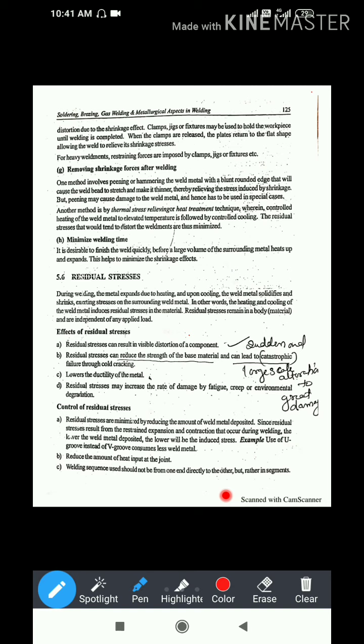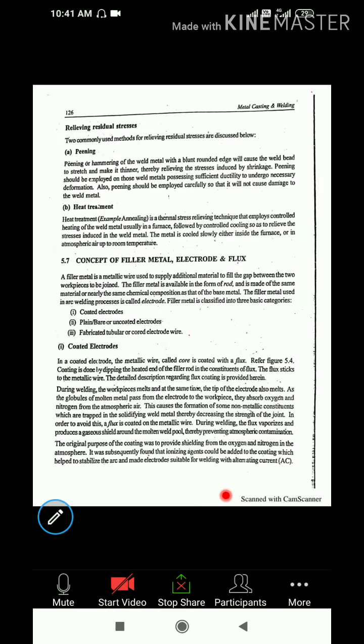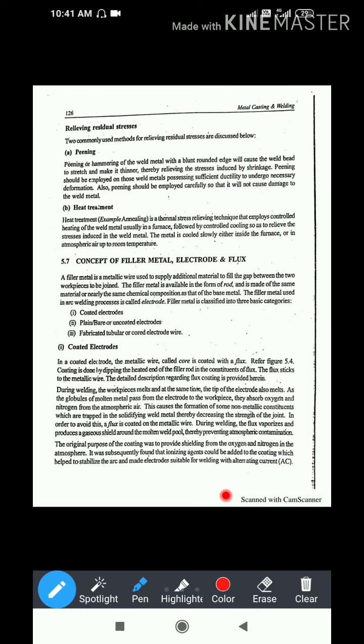So by this you can control the residual stresses generation in the workpiece. Now, the relieving of the residual stresses. You have seen how to control them and what the effects of residual stresses are. If the residual stresses are trapped in the workpiece, how do you remove them? You are going to study peening and heat treatment.